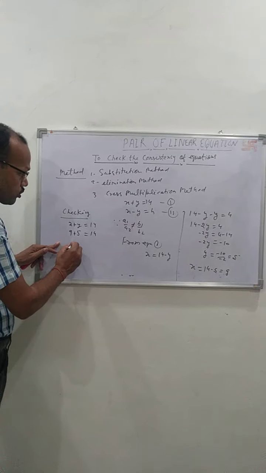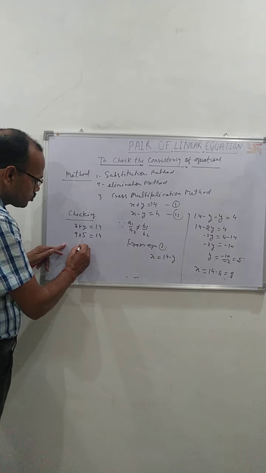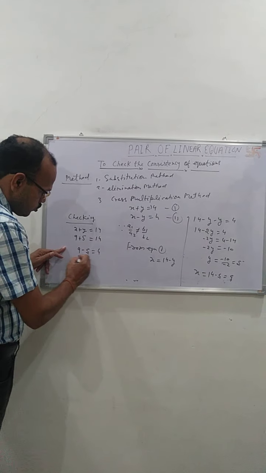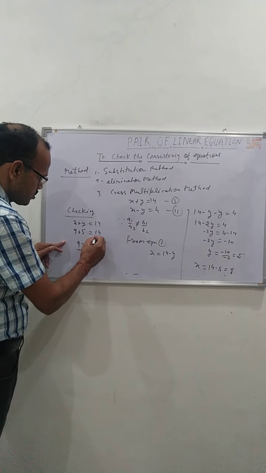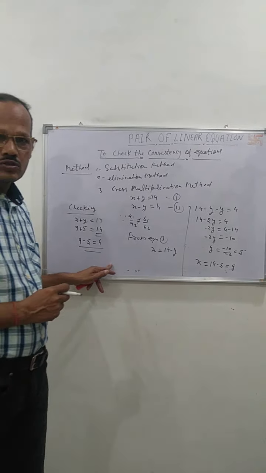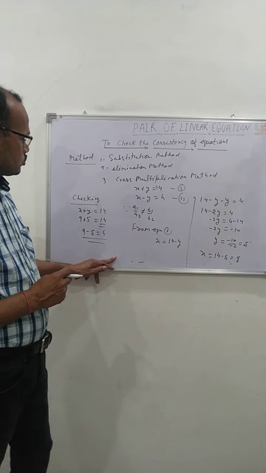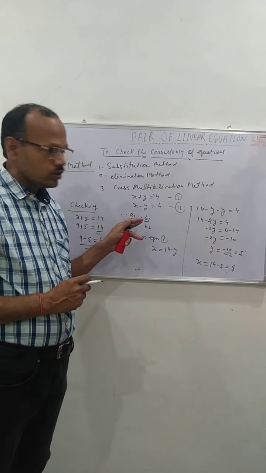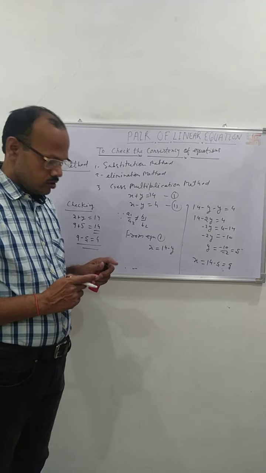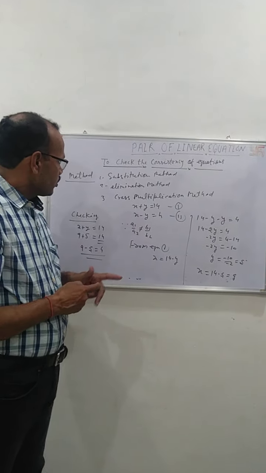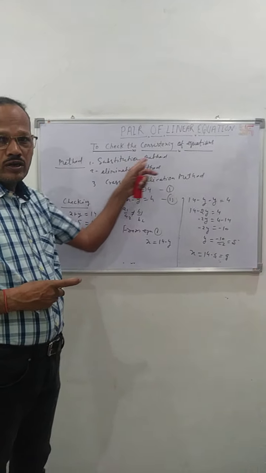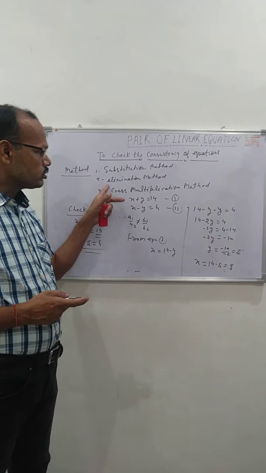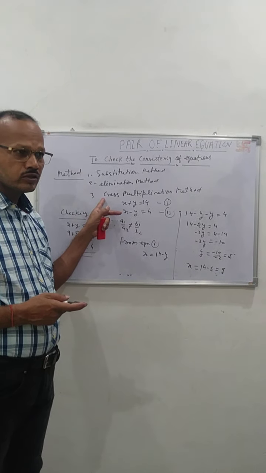So in the second equation we put it. This gives 9 minus 5, that is 4. So both answers are the same in these two cases. In this way we can solve a linear pair of equations in two variables. Today I have described the substitution method. In my next video we describe the elimination as well as cross multiplication method.